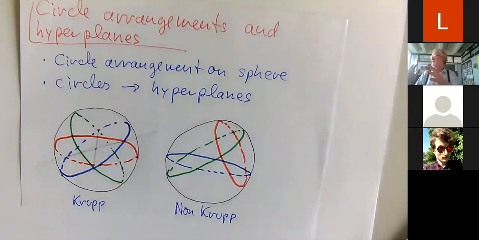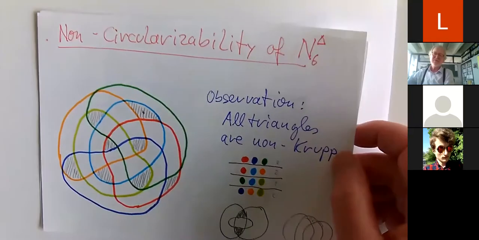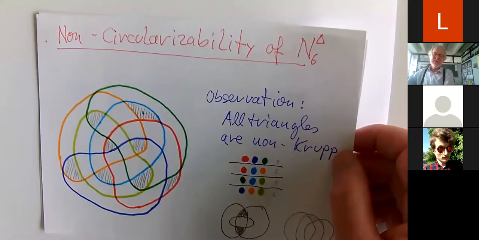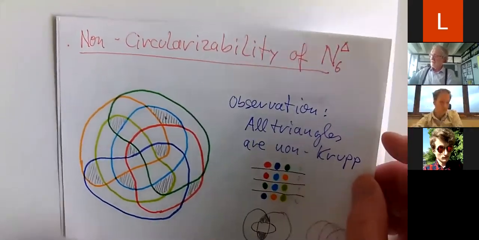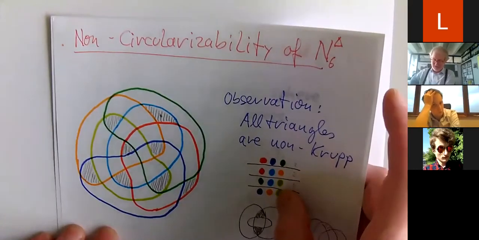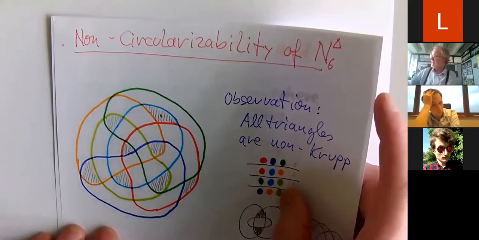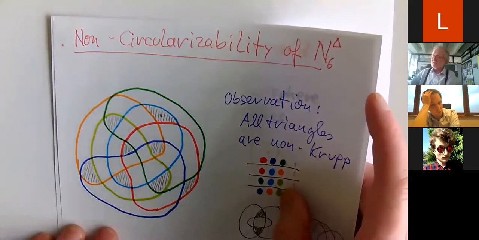You look at the 3 hyperplanes, and when the 3 hyperplanes intersect inside of the sphere, we have a Krupp, and when they are outside, we have a non-Krupp. And now we think of a circle representation of our animal. Then we have a sphere, and we have the 6 circles, and the triples of hyperplanes which form triangles intersect outside.